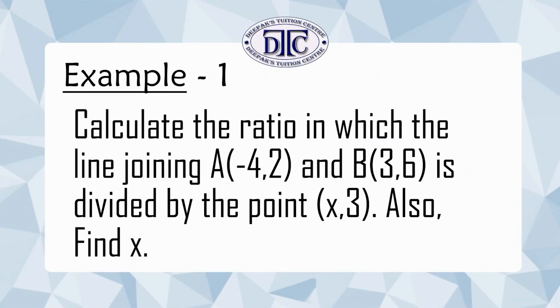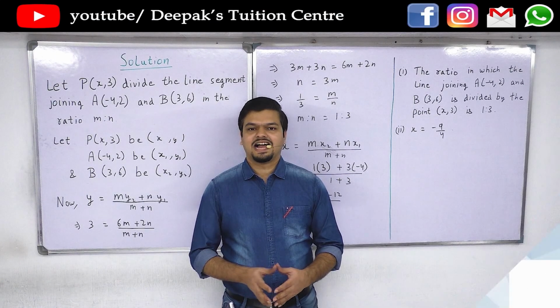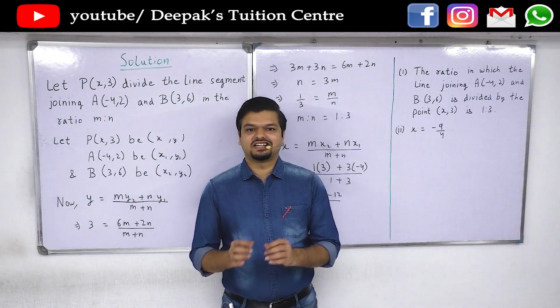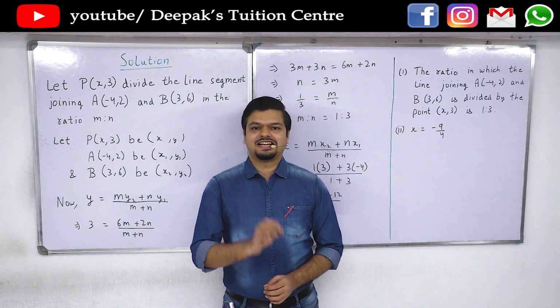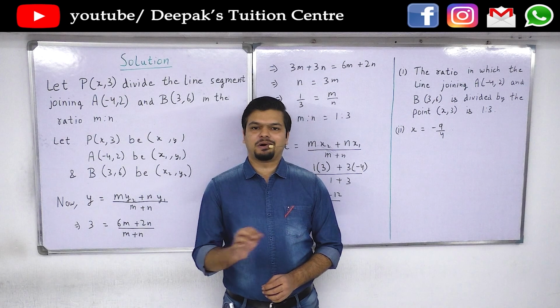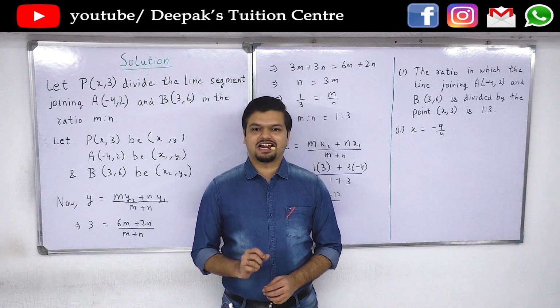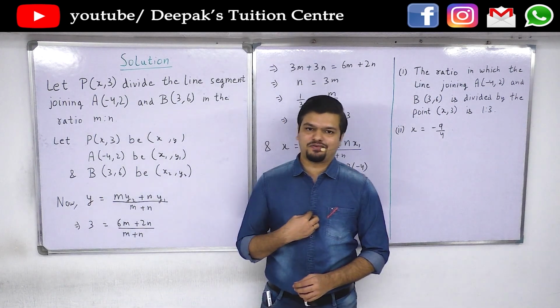Calculate the ratio in which the line joining A (minus 4, 2) and B (3, 6) is divided by the point (x, 3). Also find x. The question states that a certain point (x, 3) divides the line segment joining the points A and B in a certain ratio, and we need to find the ratio.